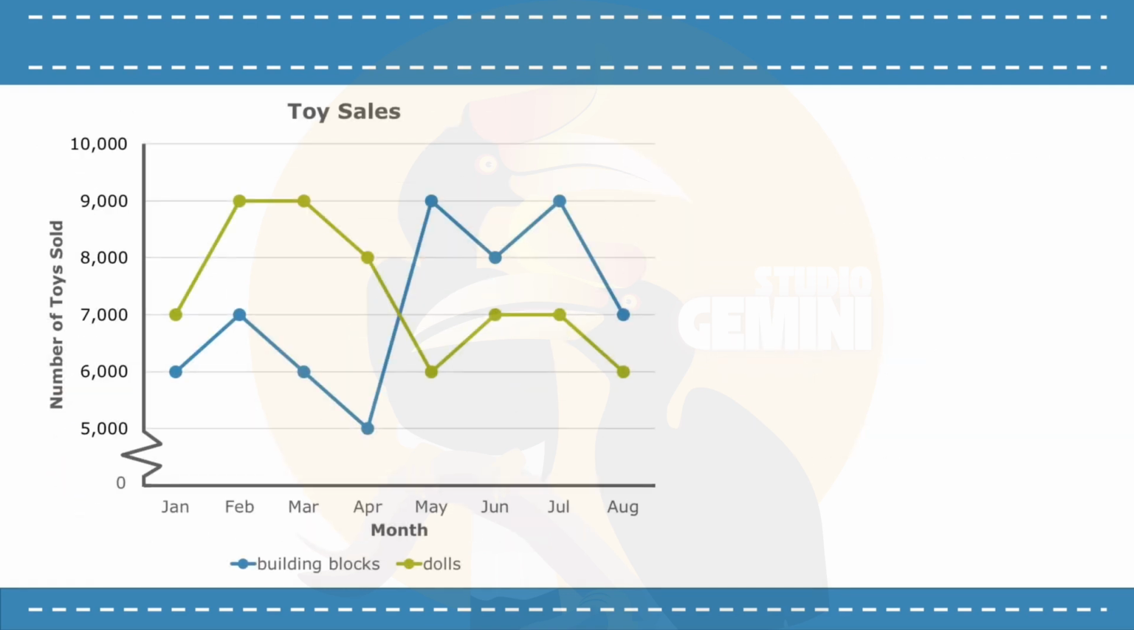Let's look at a slightly different graph. This time, we have 2 lines. We're looking at toy sales showing the number of building block sets and dolls sold each month from January to August. The key shows that the building block sets are in blue and the dolls are in green. Let's see what we can find.